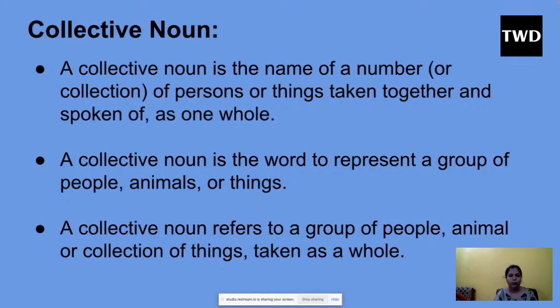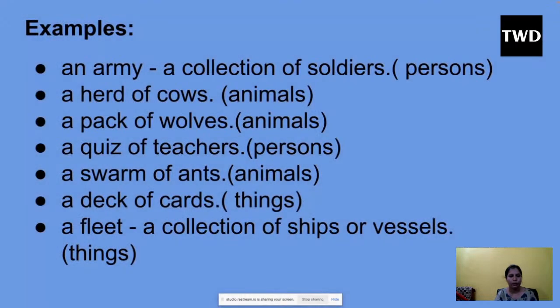In the same way, we have got some other examples also, like army. So whenever we are talking about army, we are talking about a collection of soldiers. We are not talking about a single soldier. And another thing which you have to remember is collective noun is always taken as singular. Though it is a group of people and things, it is considered to be something singular, and that's why we have written an army here.